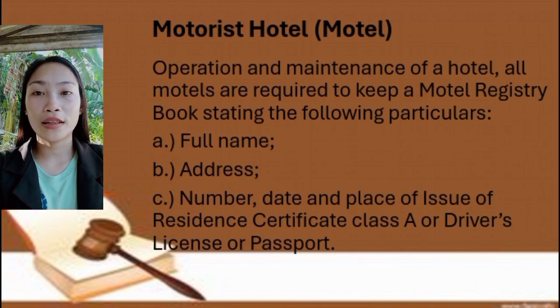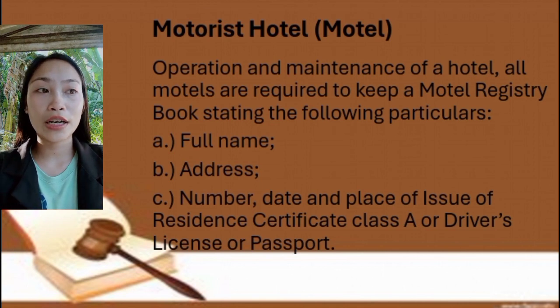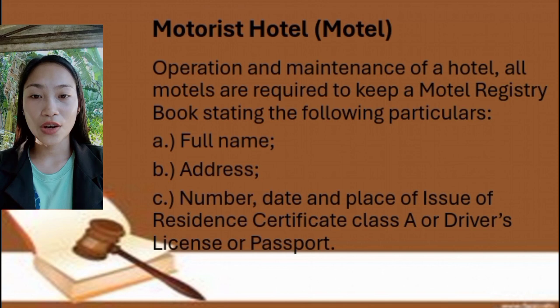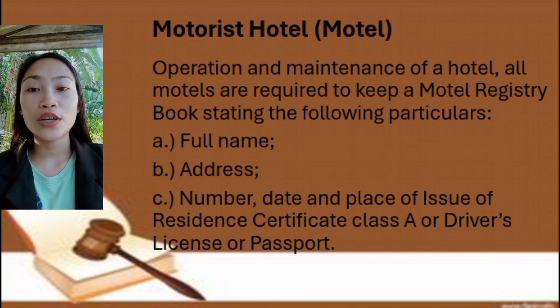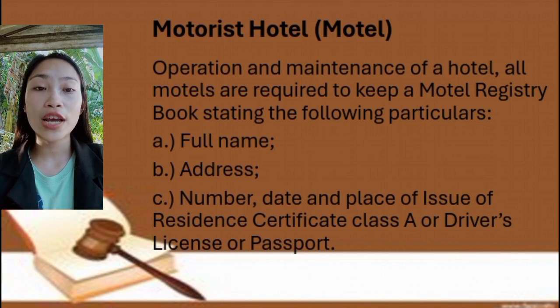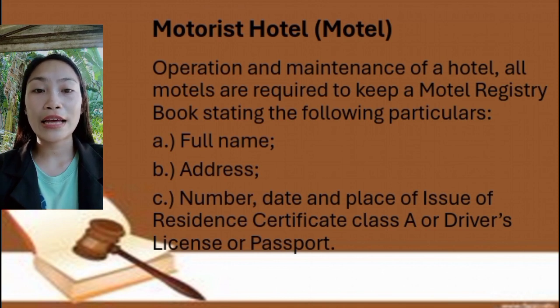Motorist hotel or motel: operation and maintenance of a motel. All motels are required to keep a motel registry book stating the following particulars: the full name, address, and number, date and place of issue of residence certificate, class A or driver's license or passport. In addition, no motels except for lodging or accommodation to any person below 18 years of age unless accompanied by a parent or guardian. Examples of this are Wise Hotel, Sogo Hotel, and Victoria Court.